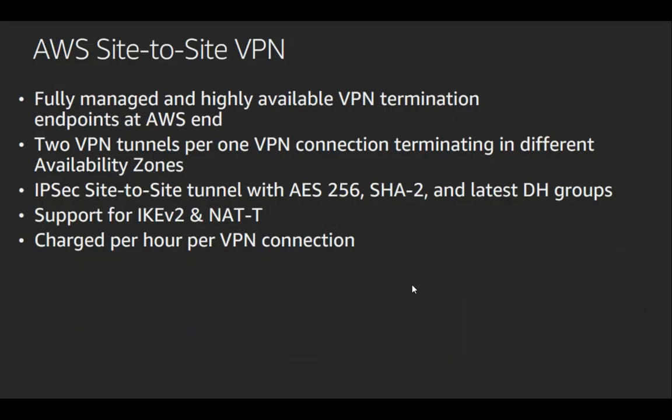With Site-to-Site VPN, you can also have a tunnel with AES 256, SHA-2, and DH groups are also supported. Site-to-Site VPN also supports IKEv2 and NAT-T, and it is charged per hour. So if you have a Site-to-Site VPN running for 1 hour, you're only going to incur cost for 1 hour.